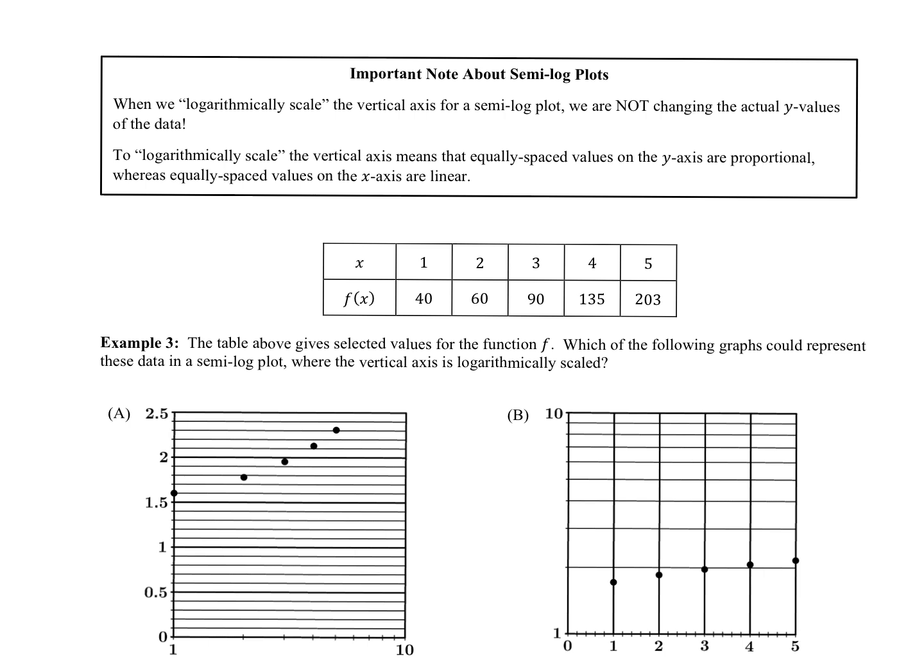Important note about semi-log plots. When we logarithmically scale the vertical axis for a semi-log plot, we are not changing the actual y values of the data. To logarithmically scale the vertical axis means that equally spaced values on the y-axis are proportional, whereas equally spaced values on the x-axis are linear. All right, good. Keep going.